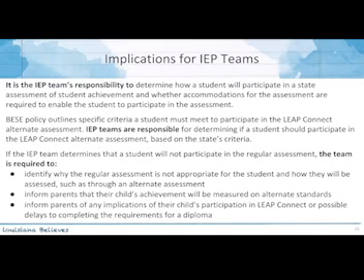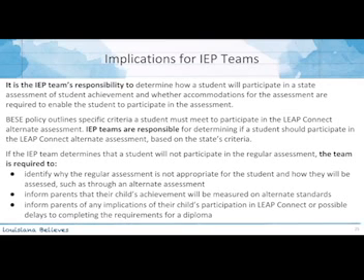The IEP team's responsibility is to determine how a student will participate in a state assessment of student achievement and whether accommodations for the assessment are required to enable the student to participate. It's important to keep in mind that IEP teams decide how a student participates, not whether a student participates. All students participate in state assessments. The IEP team also determines whether accommodations for the assessments are needed by each individual student to enable the student to participate in the assessment.